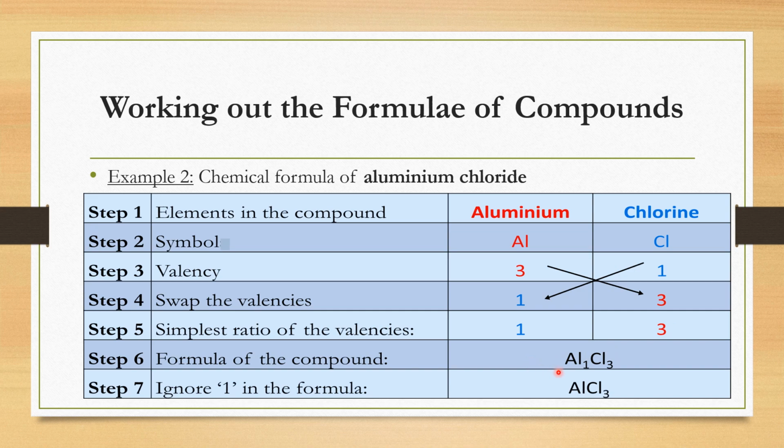The formula for aluminum chloride is Al1Cl3. Ignoring the subscript 1 in the formula, we obtain AlCl3.